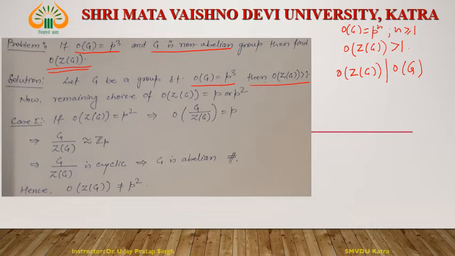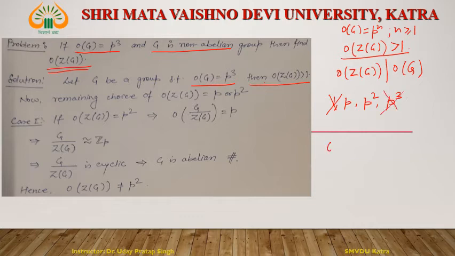If the order of ZG divides the order of G, then it is either 1, P square, or P cube. But 1 is not possible by the above problem, since the order of ZG is greater than 1. This is not possible. Then if the order of ZG is P cube, this is also not possible.